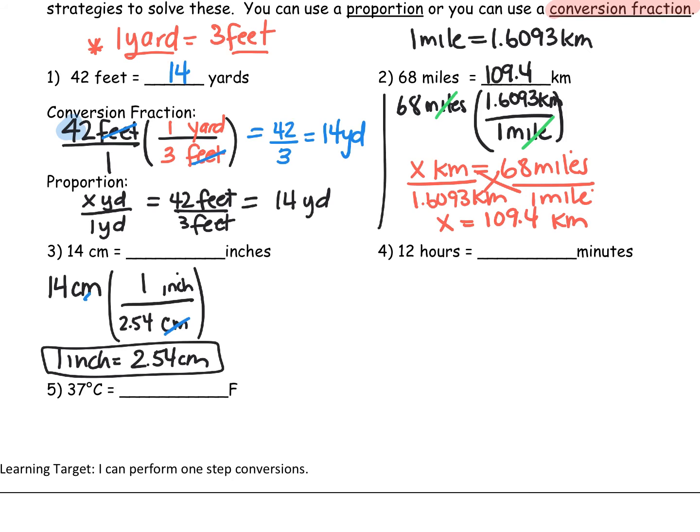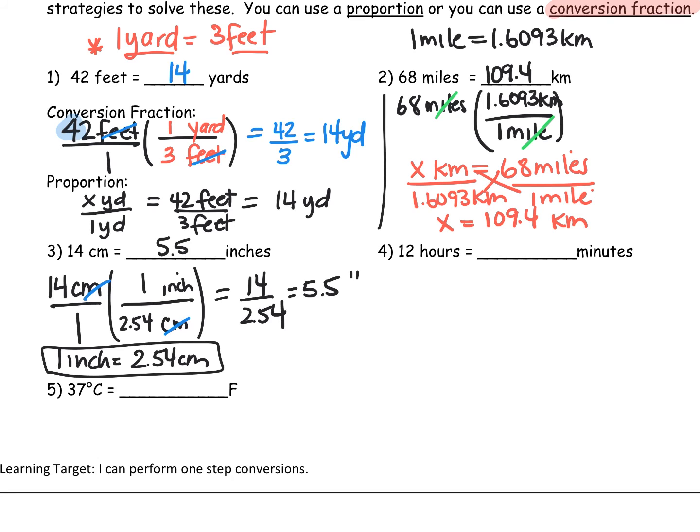You can see that my centimeters will go away. So on the top, I've got 14 times 1. If you need to see this here, 14 times 1 is 14 over 2.54 equals 5.5 inches. Okay, 12 hours into minutes.